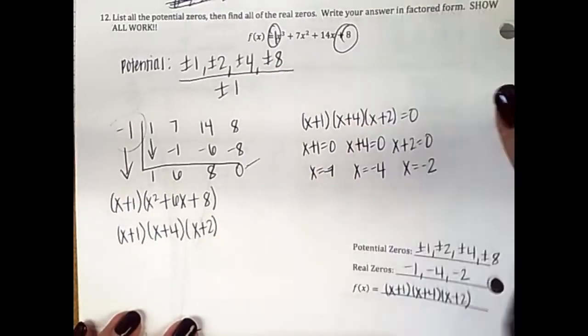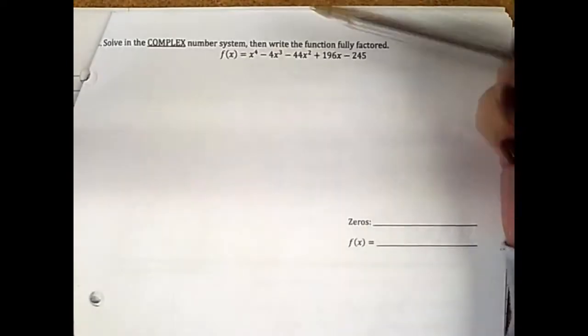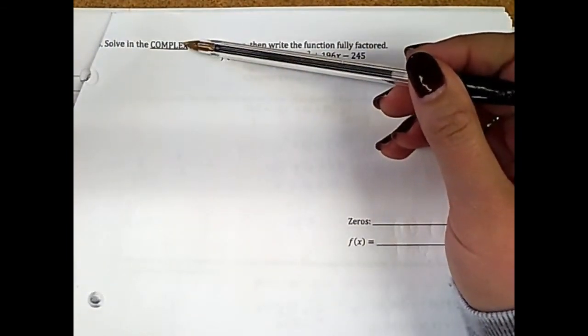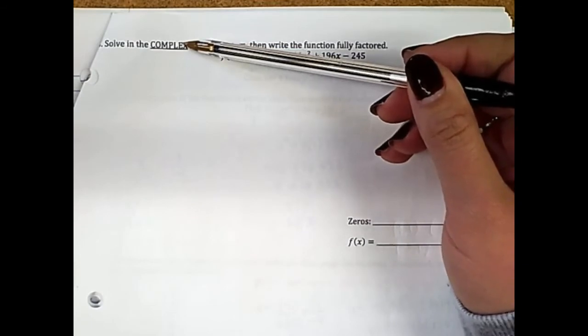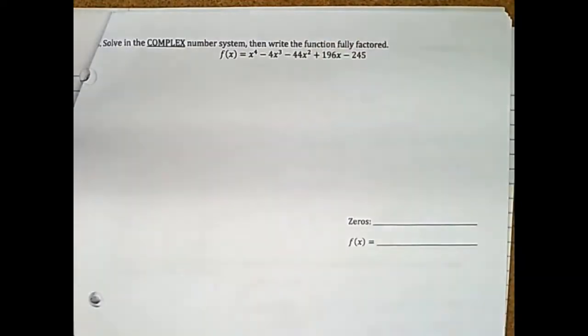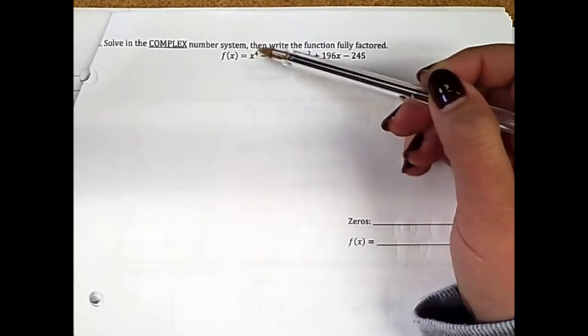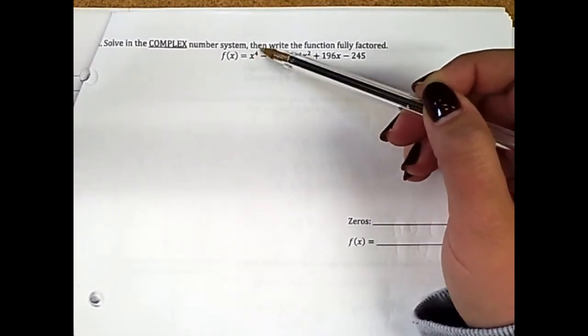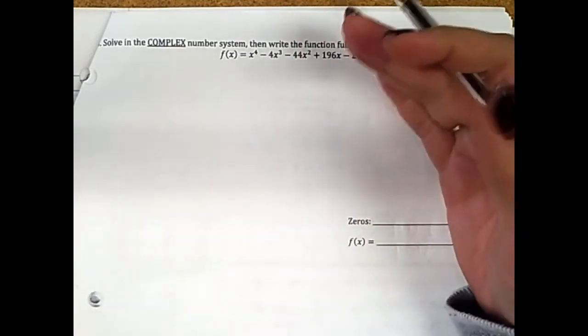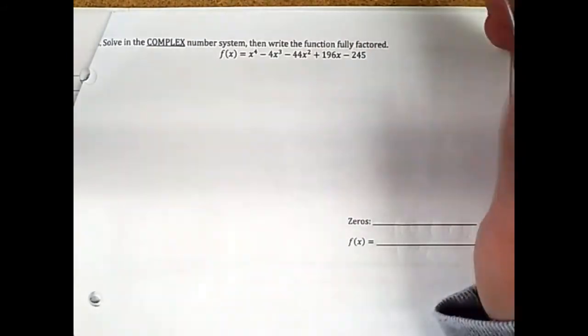So the last one, we're going to finish off with number 13. Number 13, we're solving in the complex number system. That should be a hint. When it says solve in the complex number system, it should be a hint to you that you are going to get imaginary answers. And then it says write the function fully factored. We notice, or you should notice, it's to a 4th degree. So remember what we talked about. When it's to a 4th degree, you definitely are going to start off by using synthetic.